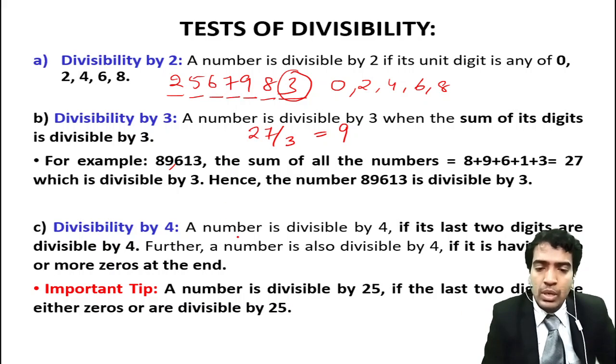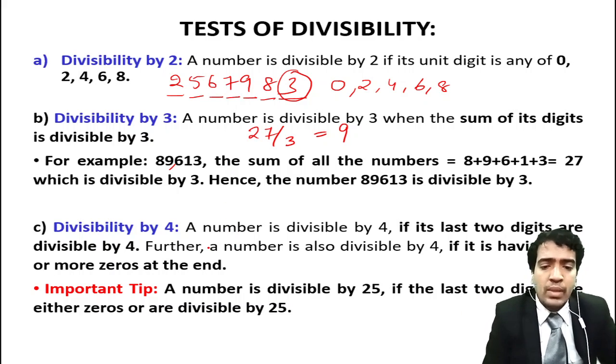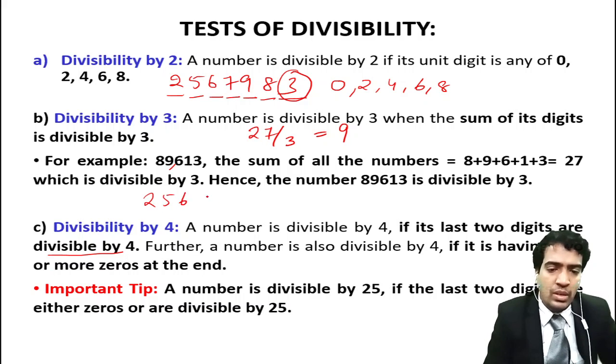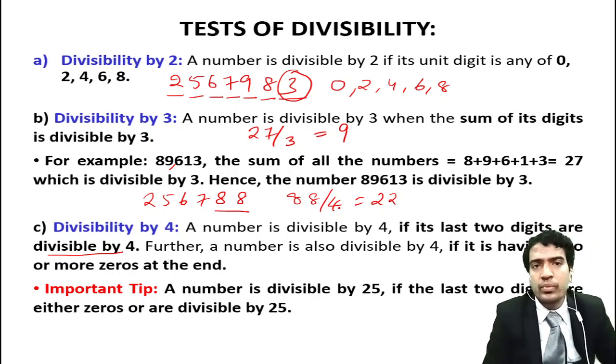What is the test of divisibility by 4? If the last two digits are divisible by 4, then the number is divisible by 4. Let us take an example. Let us take 256788. Okay? You look at the last two digits, 88 is divisible by 4. This gives the answer 22. Okay, so this number 256788 is also divisible by 4.